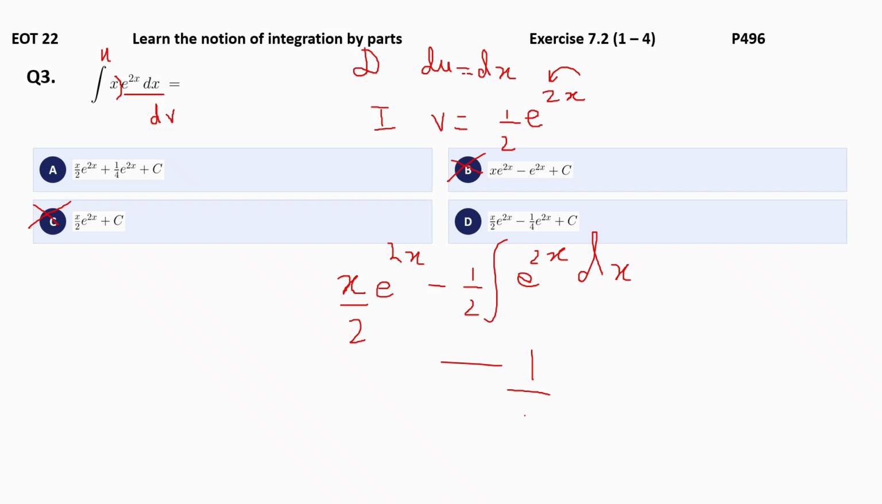Negative 1 over 2. E power 2x remains the same as e power 2x, where the coefficient 2 turns as 1 over 2 in the front. Now, when you multiply, you get negative 1 over 4. That means option D is the right answer. X over 2 e power 2x minus 1 over 2 e power 2x plus C.